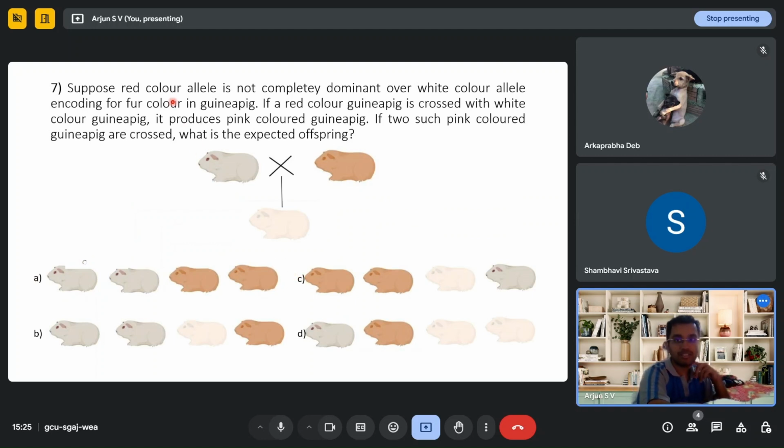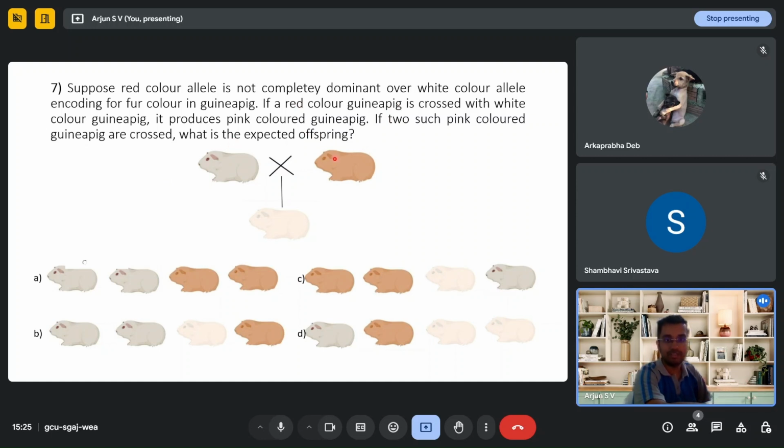Question number 7. Suppose a red color allele is not completely dominant over the white color allele, encoding for fur color in guinea pig. So it results in a like half red, half white kind of color. If a red color guinea pig is crossed with a white color guinea pig, it produces pink colored guinea pig. If two such pink colored guinea pigs are crossed, what is the expected offspring?